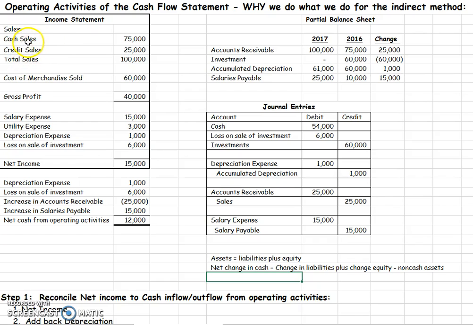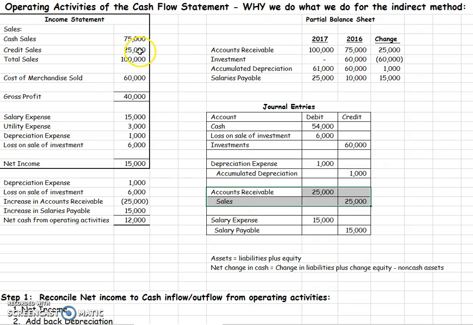Ordinarily, you would not be able to see which of your sales were cash and credit sales. However, for this purpose, for illustrating this, I have broken it down. Let's say that I had sales on account that I have not yet received the money for of $25,000. I have accrued sales of $25,000. That means that I've earned them, but I have not received the cash.